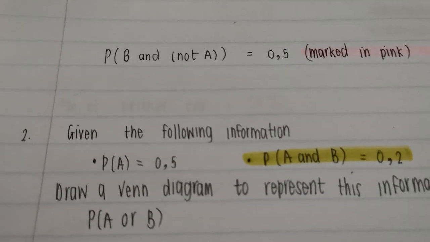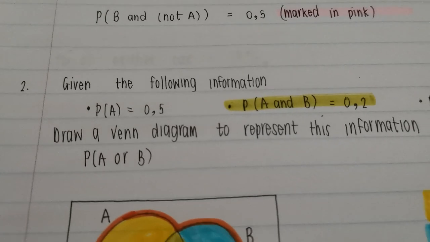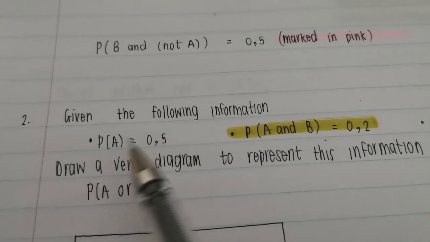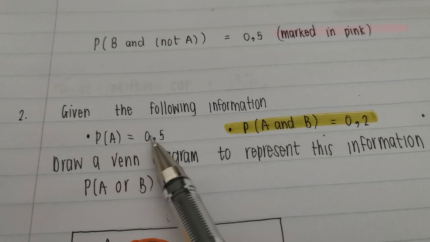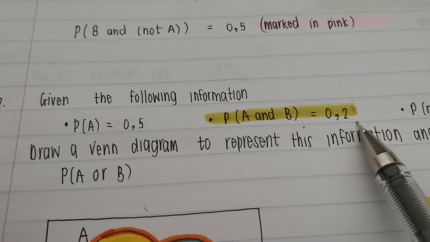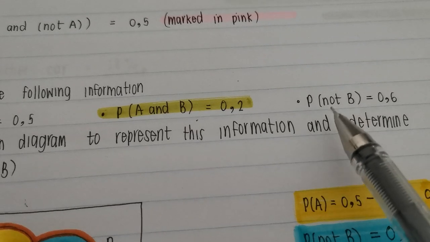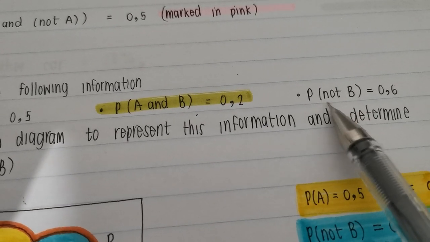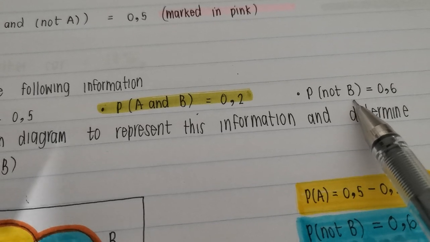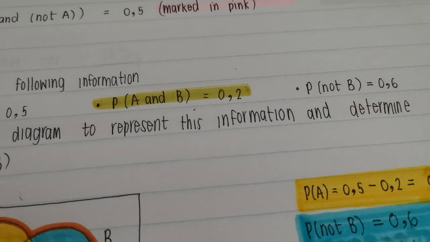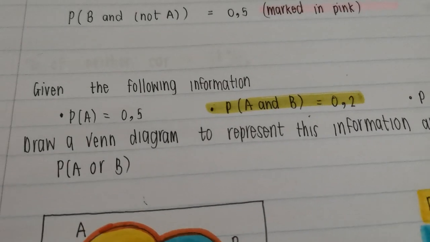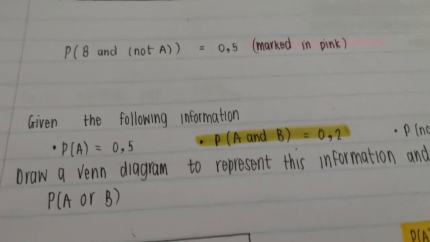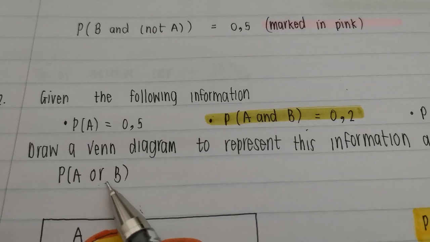That's for the people that are not watching this video and want the information. All right, given the information, probability of A is 0.5, probability of A and B is 0.2 this time, and probability of not B, which means everything that doesn't form part of the B circle, is 0.6. Interesting. Draw a Venn diagram to represent this information and determine the OR part.